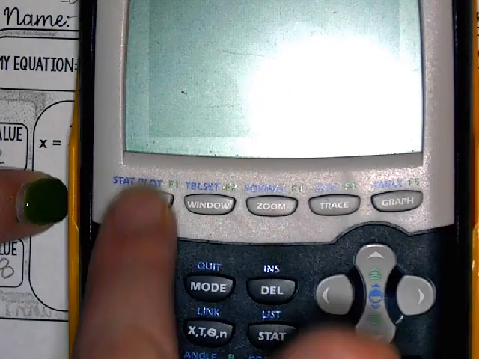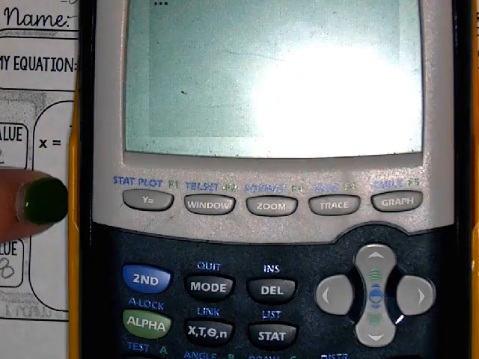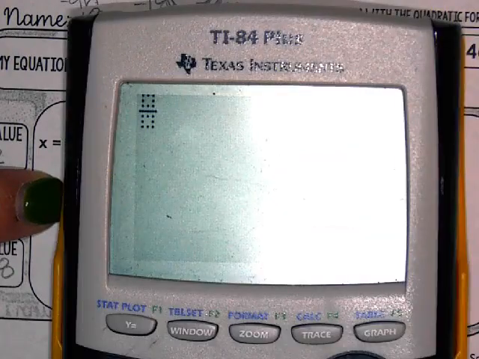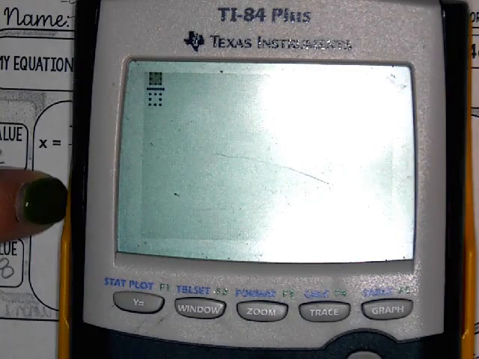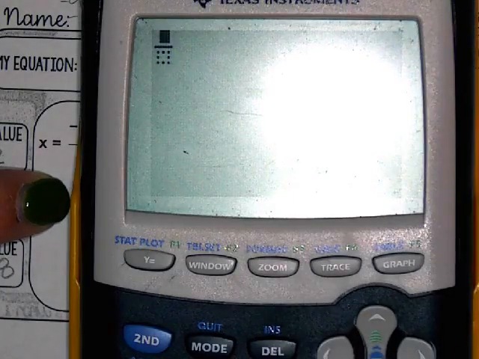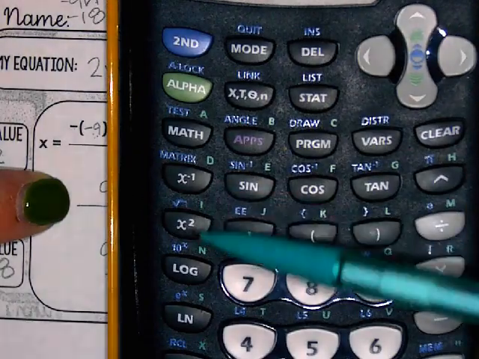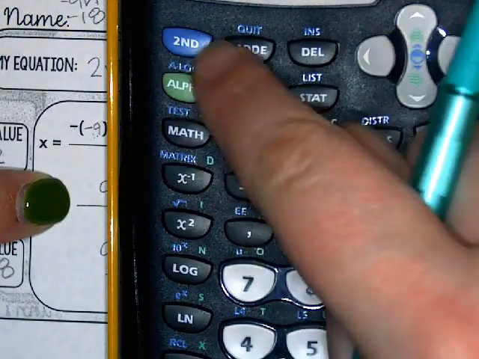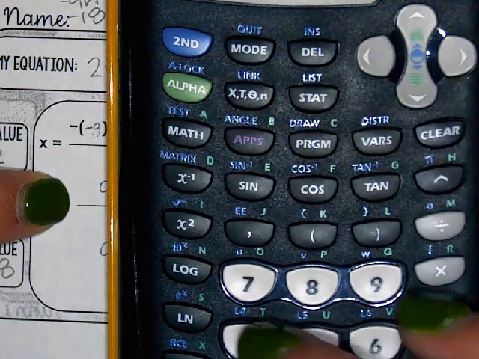So alpha y equals, and then on the first option, we're going to press enter. Alpha y equals and press enter. Where's the equal button? Alpha y equals, press enter. The enter button is the bottom right corner. So we've got 9 plus, and then the square root button is the blue version above the x squared key. So we're going to hit the blue key, second x squared. 225, or you could do 15 since you know it's 15.